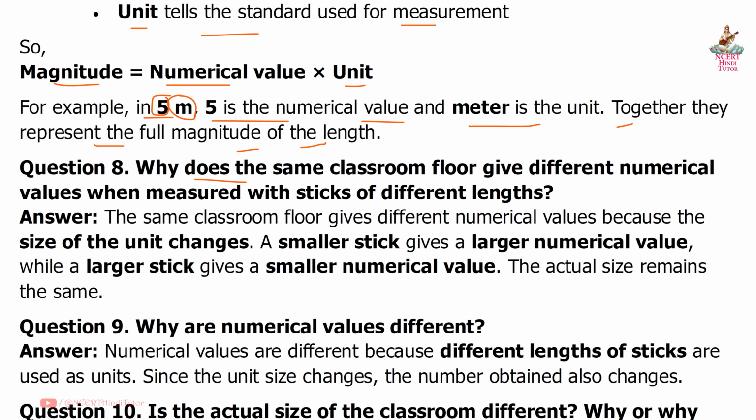Question 8. Why does the same classroom floor give different numerical values when measured with sticks of different lengths? Answer The same classroom floor gives different numerical values because the size of the unit changes.